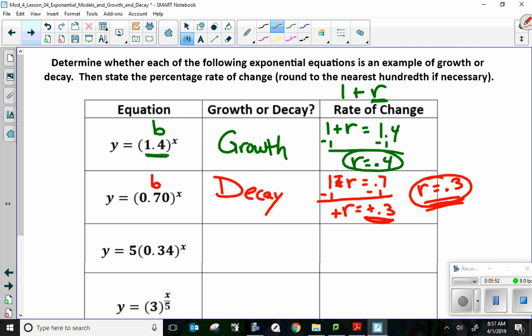If this were a word problem, they might say something is decaying by 0.3. They will not say it's decaying by negative 0.3. So keep that in mind.